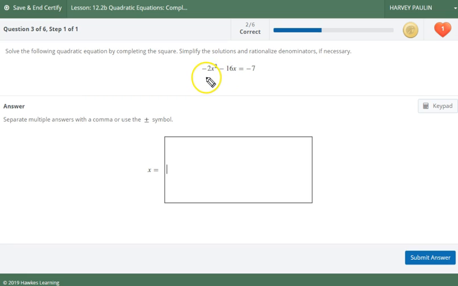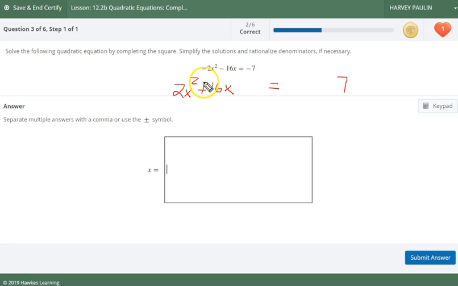Well, as I write it down, I'm going to get all of these positive over here. So this will be a positive 2x squared. I'm going to multiply each term by a negative 1, reverse the signs. This then becomes a positive 16x. And I'm going to put my equal sign there. And this will become a positive 7. So all I did is I multiplied everything by a negative 1. I like my first term here to be a positive.